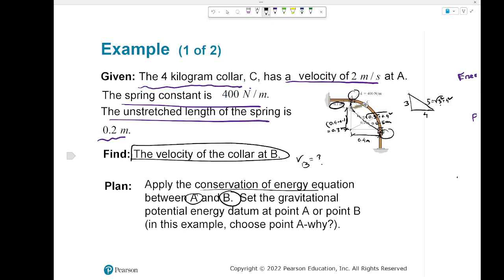Then you got it, right? That's point A. Why will the gravity not be there? Because the collar is on the support, so the gravity is going to get nullified by the normal force. But the reason I'm emphasizing that is, when the collar is at point B, what happened here? It has free fall, right? So the gravity is going to come into play here.